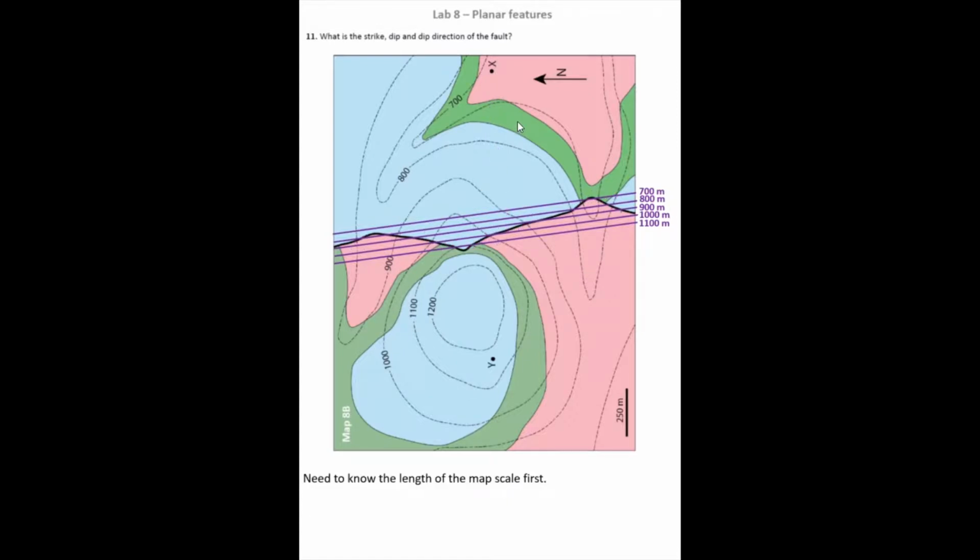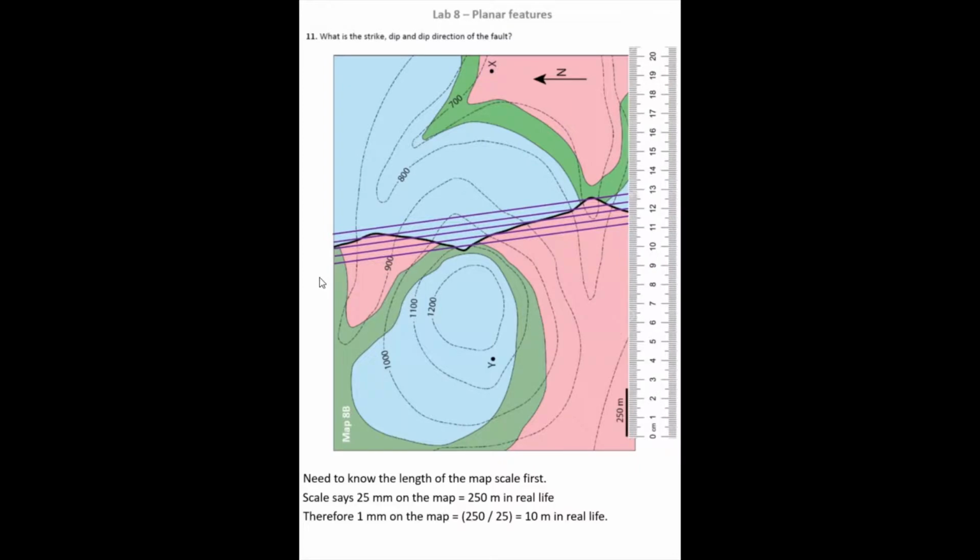So we've got our strike and our dip direction, but now in order to find the dip, we first of all need to find the scale, and our scale, it looks the same as the last map, where 25 millimeters on the map is equal to 250 meters in real life. Therefore 1 millimeter on the map is equal to 10 meters in real life.